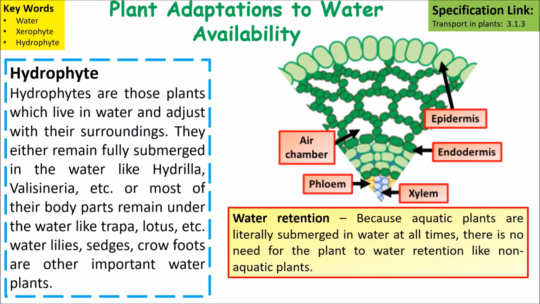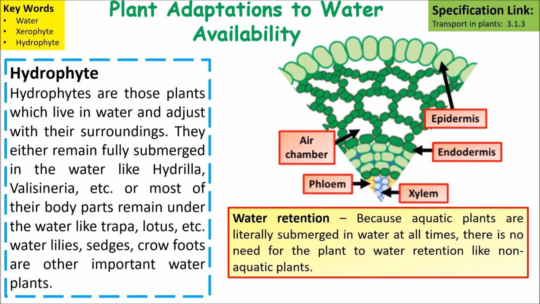Hydrophytes. Hydrophytes are those plants which live in water and adjust with their surroundings. They either remain fully submerged in the water or can be just floating on top. Most of their body parts remain under the water, so things like water lilies. So they don't need to worry about losing an excess amount of water.